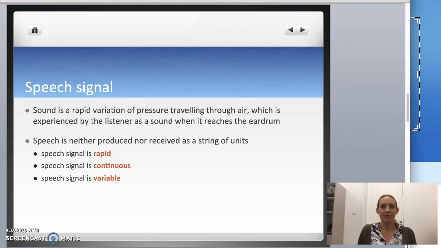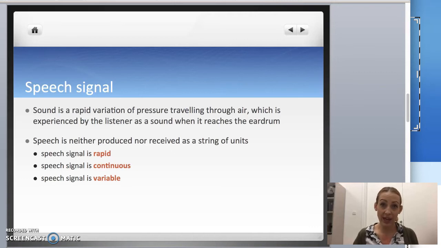So, what is sound? We said last time that sound is a variation of pressure traveling through air. So the first thing to see from that is that it's continuous. It's not little chunks of separate sounds. Speech sound, speech signal is continuous. It's one wave of sound traveling. Also, it's very fast. So when you speak, all the different sounds are very close together.